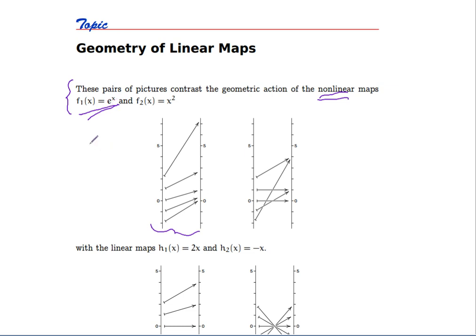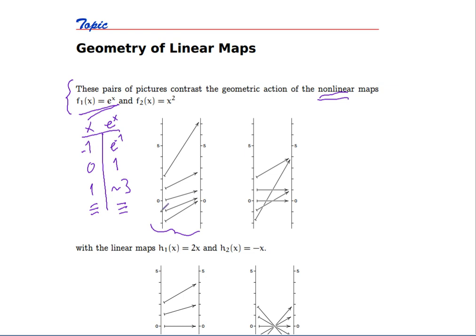So what happens when you take e to the x? Well, we can take some specific values. Let's just take minus 1, 0, and 1. If I take minus 1, I get e to the minus 1. If I take 0, I get e to the 0, which is 1. If I take 1, I get e to the 1, which is something like 3. So in this picture, they're showing the domain vector. As I said, I can consider this as a one-dimensional vector. And the image vector. So let's go through this one by one.